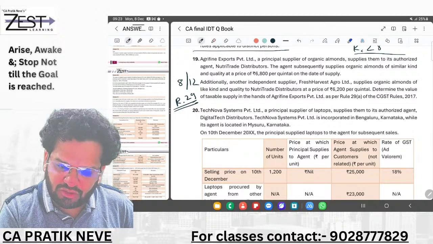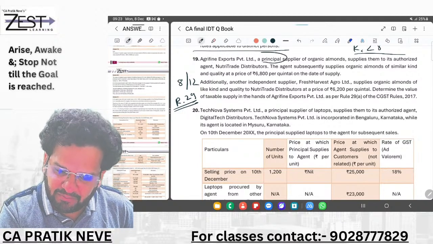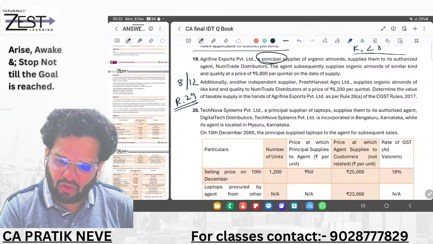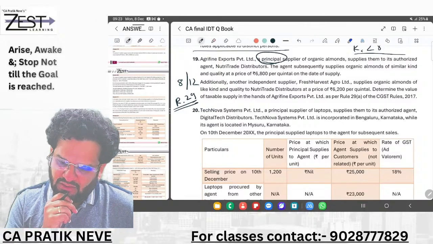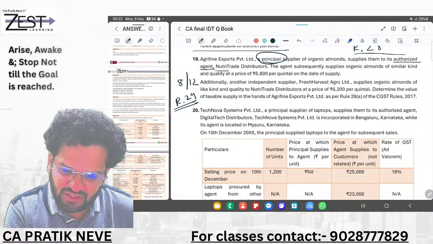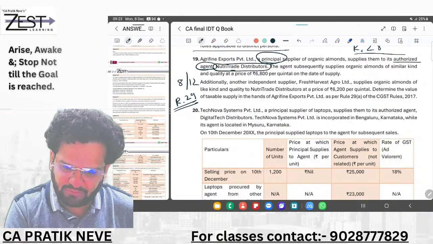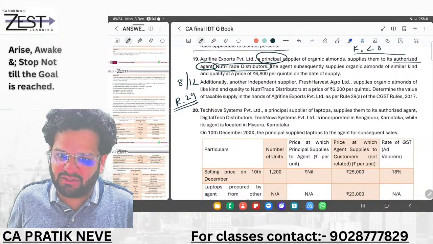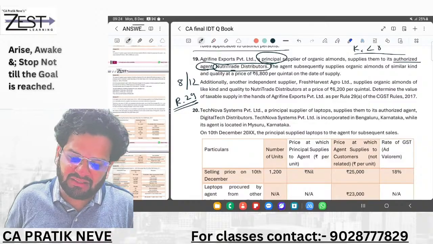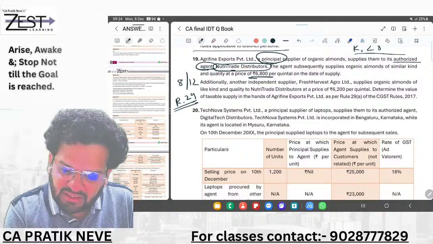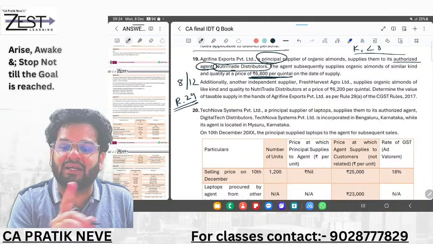So see, Agrifine Exports Private Limited is the principal. It is supplier of organic almonds. It supplies them to authorized agent, NutriTrade distributors. It's an agent. The agent subsequently supplies organic almonds of similar kind and quality at price of 6,800 per quintal.